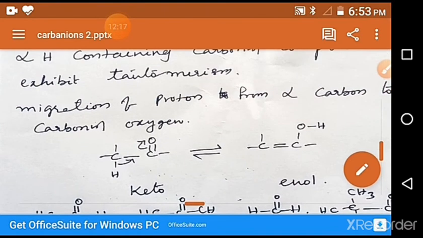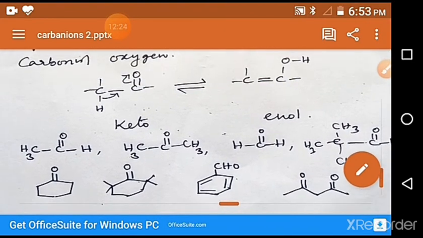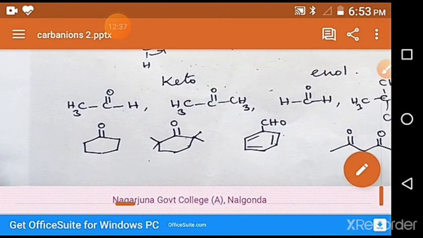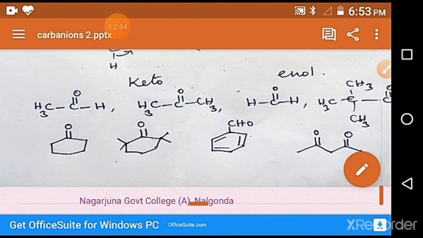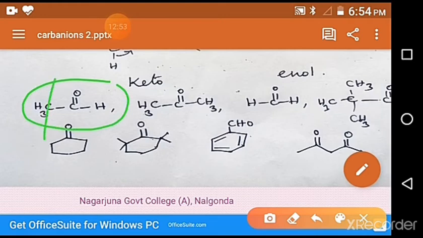So carbonyl compounds exhibit keto-enol tautomerism. So what is the necessary condition? Just now I told you, to exhibit tautomerism there should be an alpha hydrogen and a double bonded group. So those carbonyl compounds which have alpha hydrogens only exhibit keto-enol tautomerism. We will take one by one whether a compound exhibits this tautomerism or not. So you see this one, acetaldehyde. It has 3 alpha hydrogens. That's why it exhibits keto-enol tautomerism.